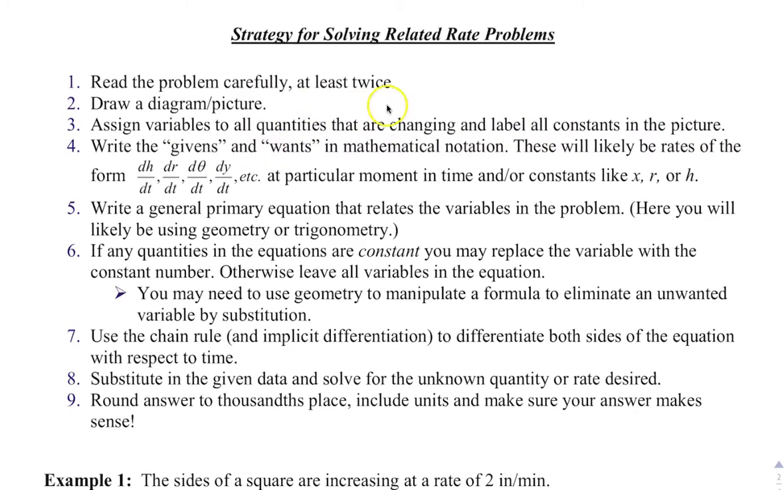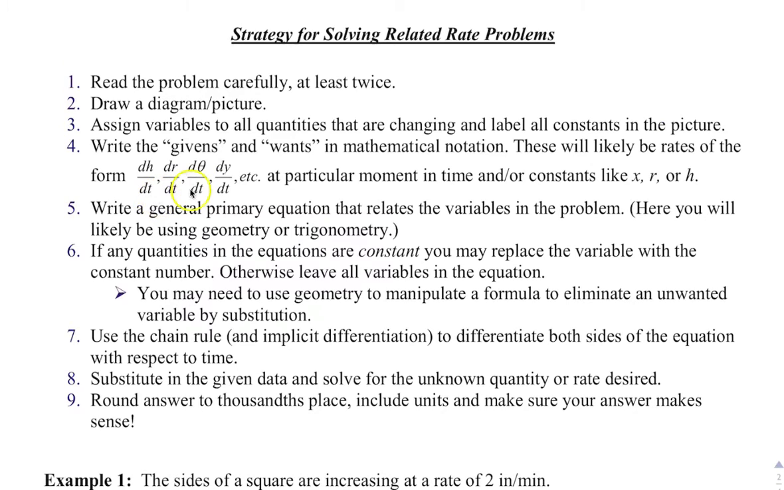Very important, we're going to talk about this, but once you have the picture, it helps to figure out what's going on. Next, you want to write down the givens and the wants in mathematical notation. These will likely include rates of this form. If you notice, these are all derivatives, right? That's what a rate is. It's a derivative.